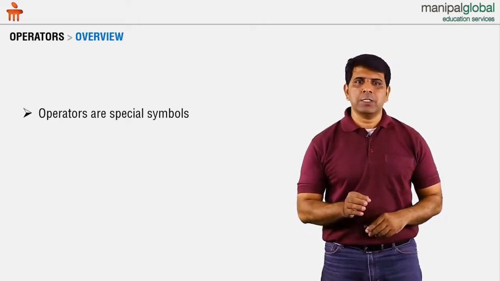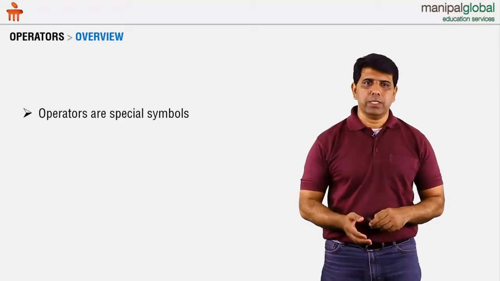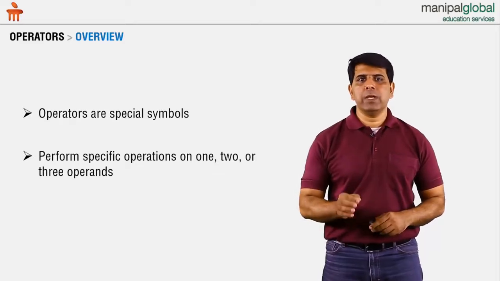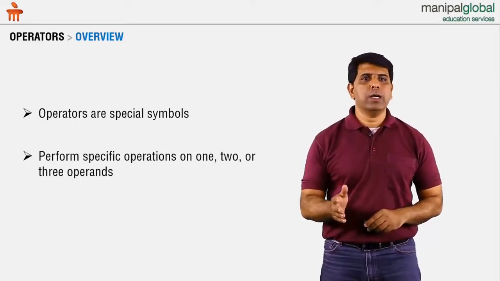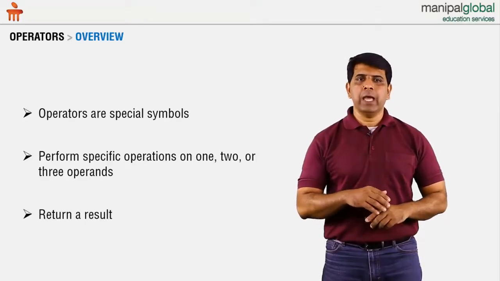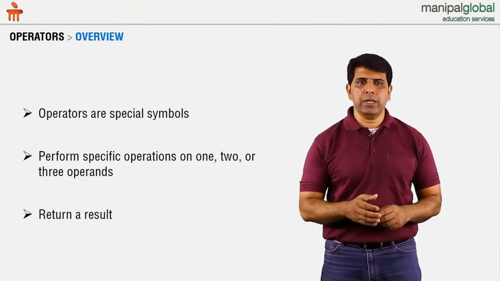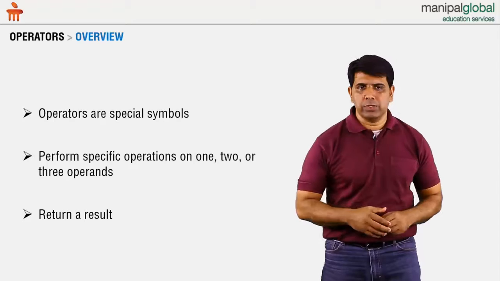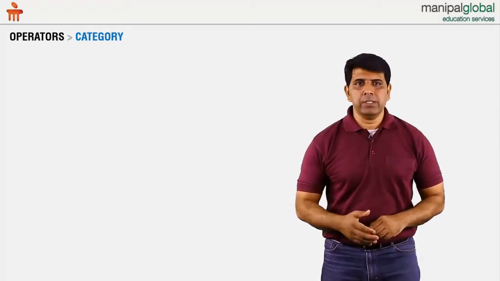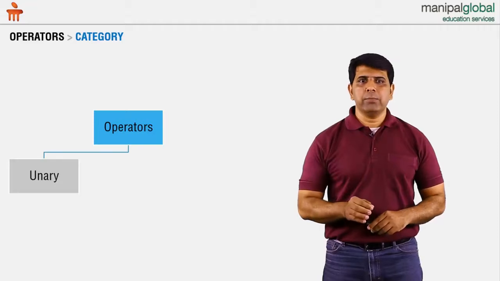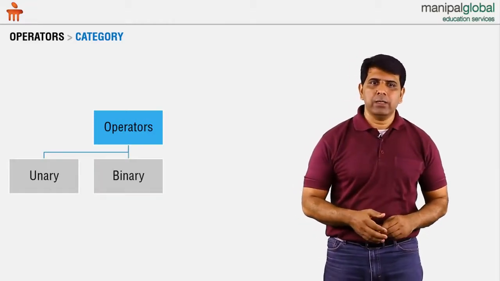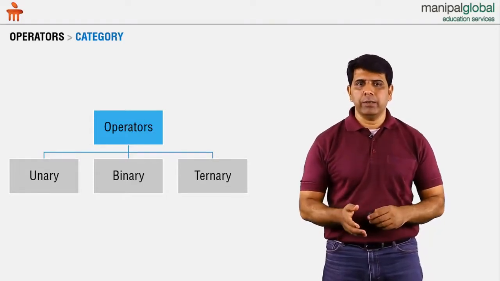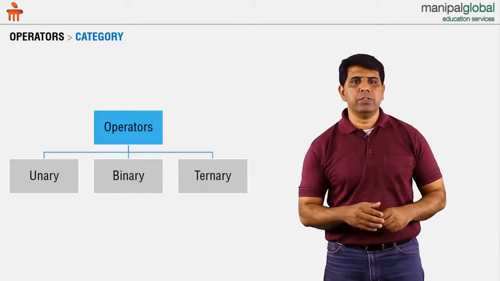Operators are special symbols such as plus, minus, star, slash, and so on. They perform specific operations on 1, 2 or 3 operands. They have to return some result. So at the end of the arithmetic operation or logical expression, there has to be some result so we can capture and store it in a variable. Different categories exist. Operators can be categorized as unary, binary or ternary. Unary operators work on single operands, binary work on 2 operands and ternary on 3.